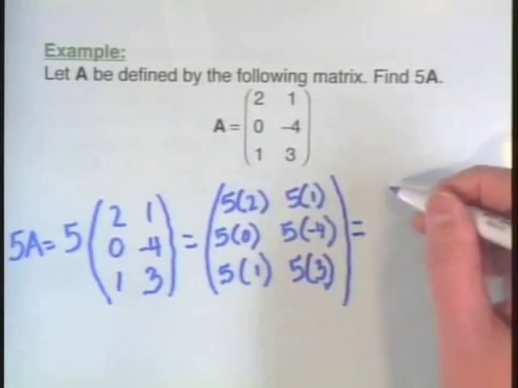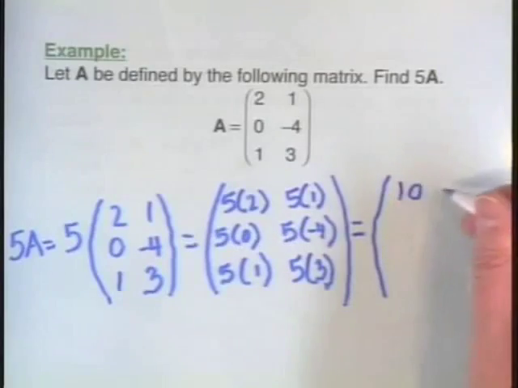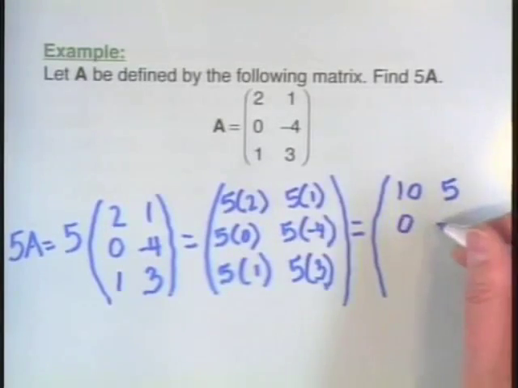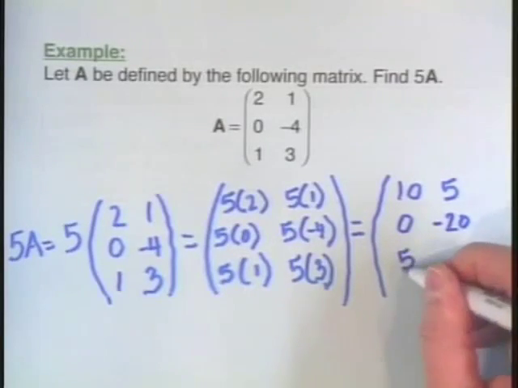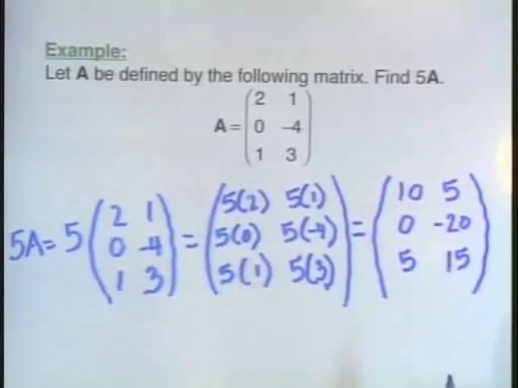Now we do the multiplication and get 10, 5 for row 1, 0, negative 20 for row 2, and 5, 15 for row 3. Notice that matrix 5A is also a 3 by 2 matrix with entries that are 5 times the corresponding entries in matrix A.